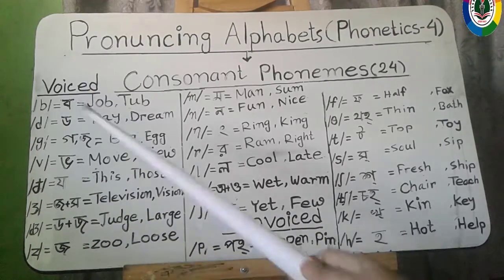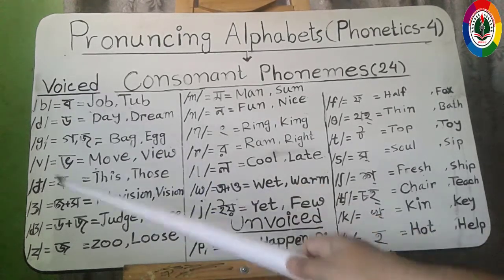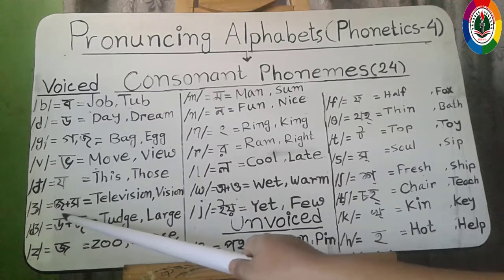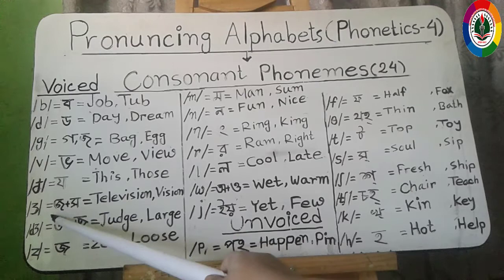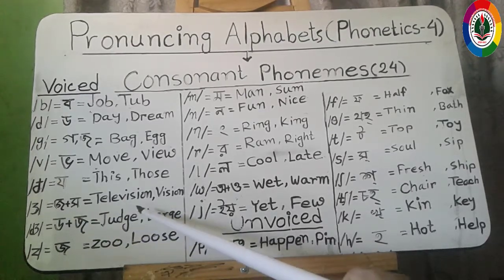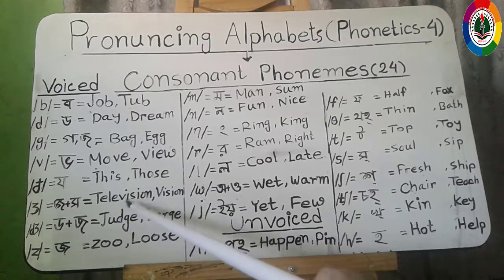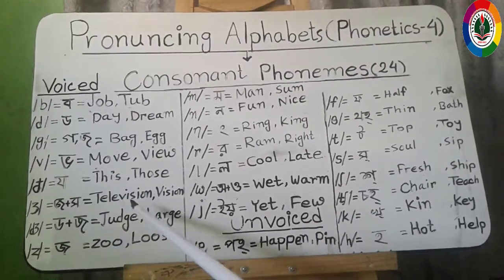You will have to inhale the outer air inside your mouth. Don't exhale the air from your mouth. Rather, inhale the outer air inside your mouth like "jiz, jiz". And the examples are like television, vision. And the example of this sign is pleasure.